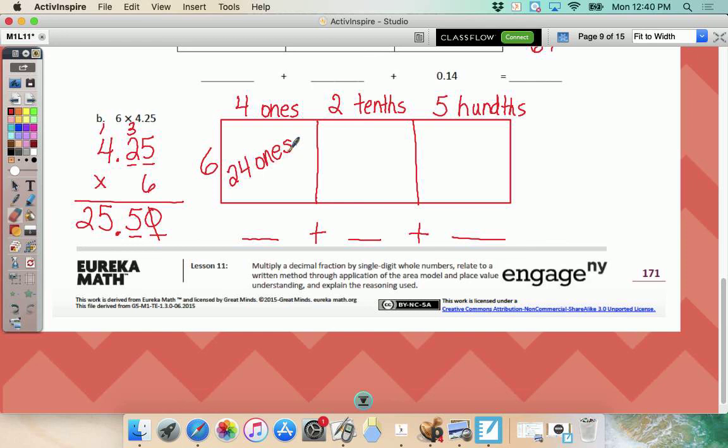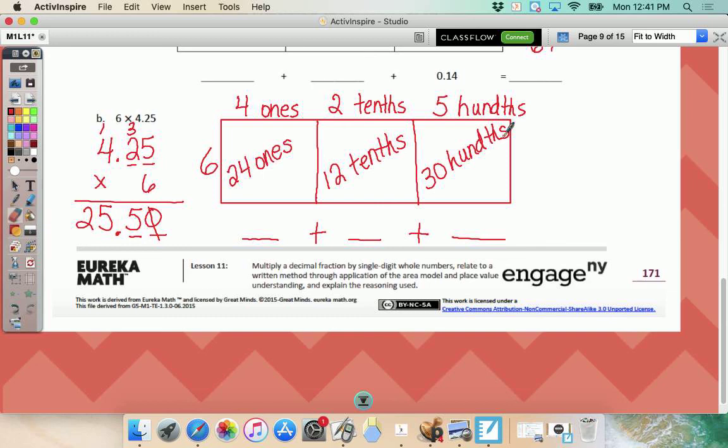And 6 times 2, Helena. 6 times 2 is 12 tenths. Good. Remember, your place value stays the same. And Javen, 6 times 5. 30. And what's the place value for unit form? Good. Now I'm changing it to standard form. And that's what goes on the little lines.